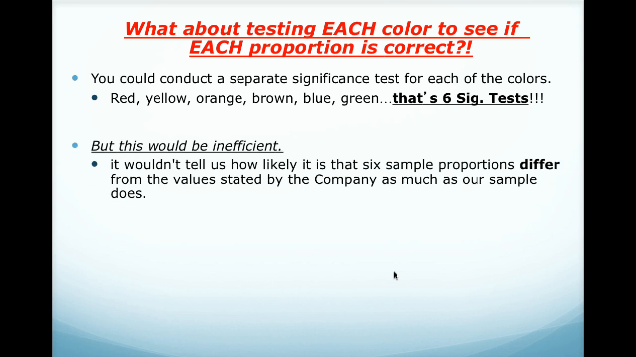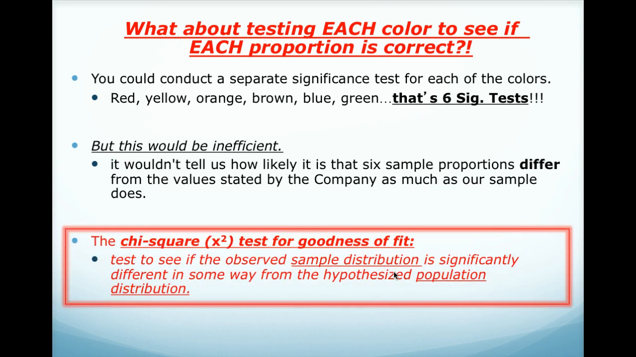Now, what we would like to do is somehow, using chi-squared, be able to compare the entire distribution of colors rather than each one separately. And that's why we're looking at the chi-squared goodness of fit. We're going to be able to test to see if the observed sample distribution is significantly different than what it should have been according to our hypothesis. So what it should have been according to the chocolate company.